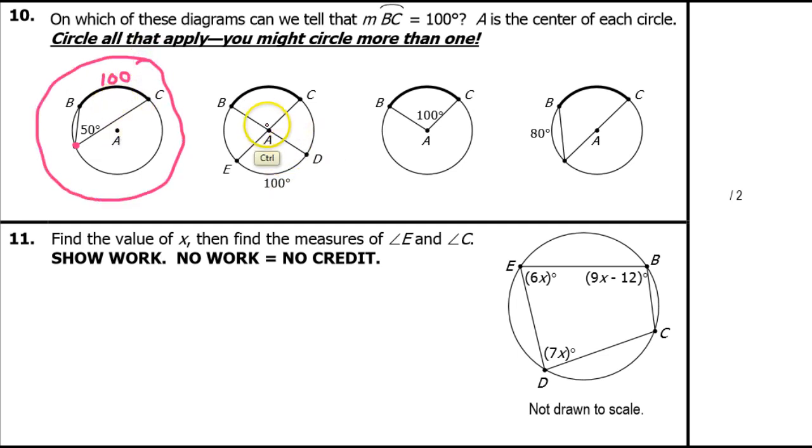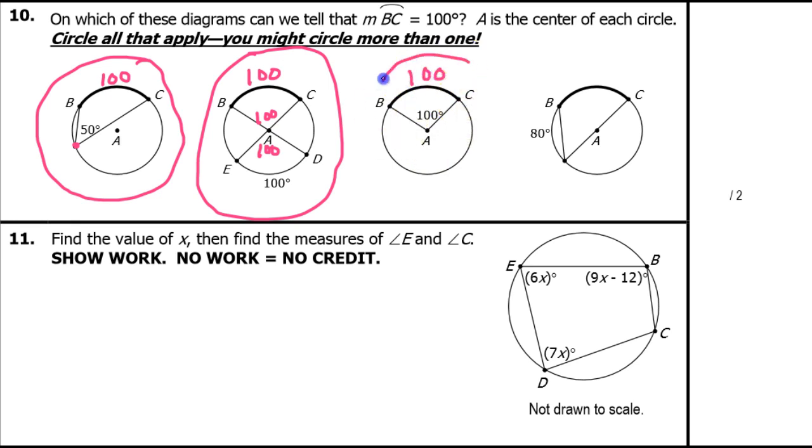On this picture, we have a central angle, so the angles and arcs are the same. So if this arc is 100, that means that the angle right here is 100. Vertical angles are congruent, so that's 100. And then that's going to match the intercepted arc. So BC is 100. Let's circle that one. And this is just a straightforward central angle. That's 100. They just straight out gave it to us. So BC is 100. They're going to match.